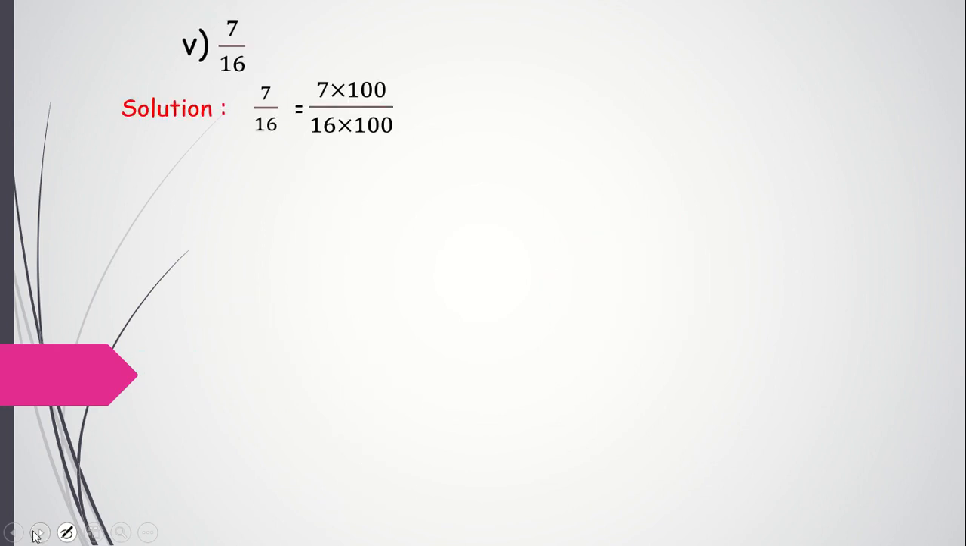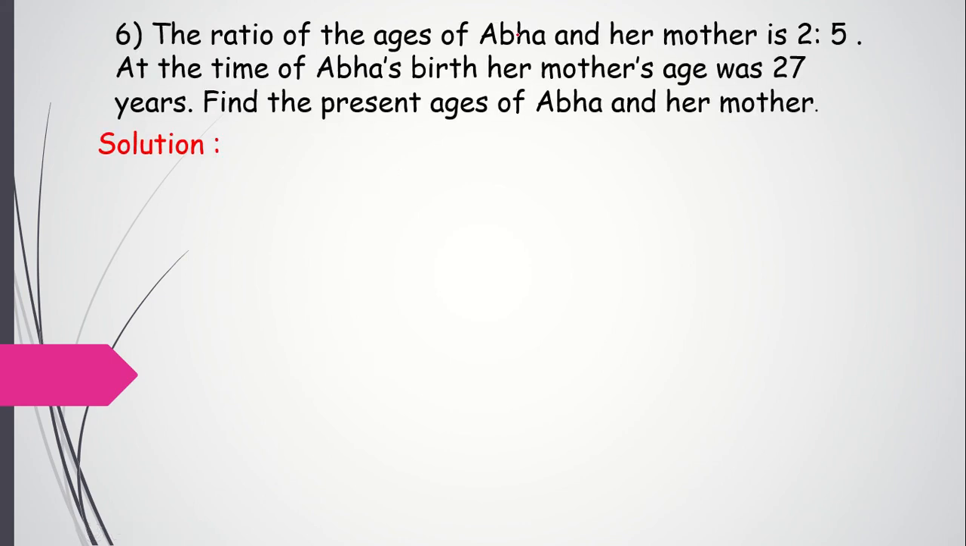Next. Here we don't have 100 at all and cannot convert 16 by any way by multiplying. So directly multiply by 100 only. Now that's 700 we can divide by 16 and we get 43.75. So that's 43.75%.